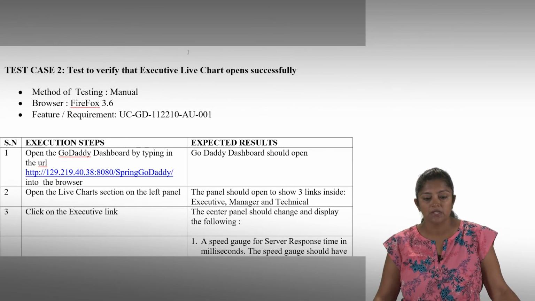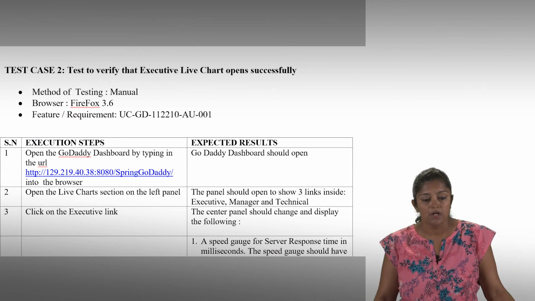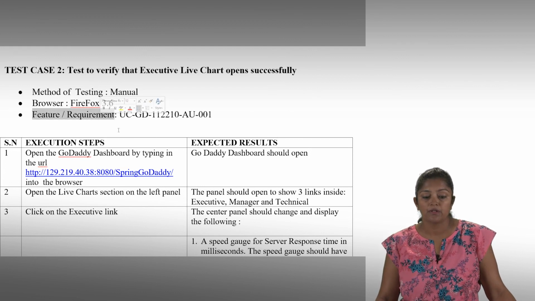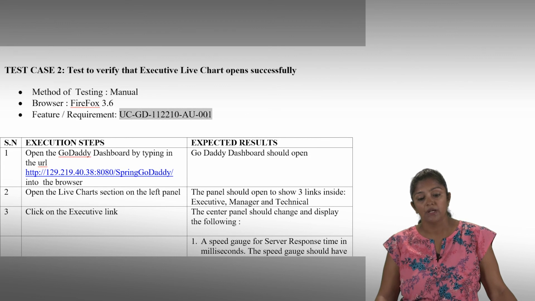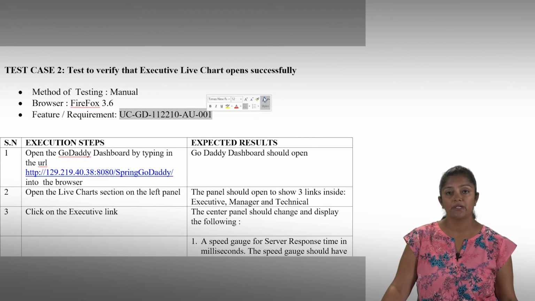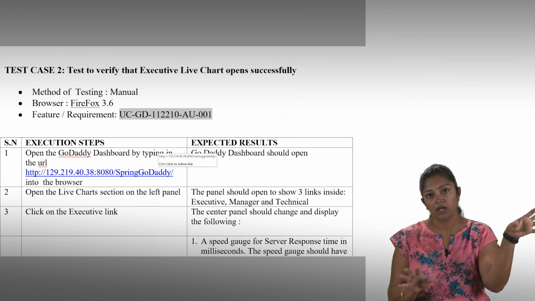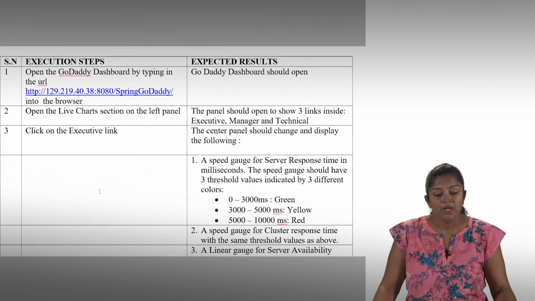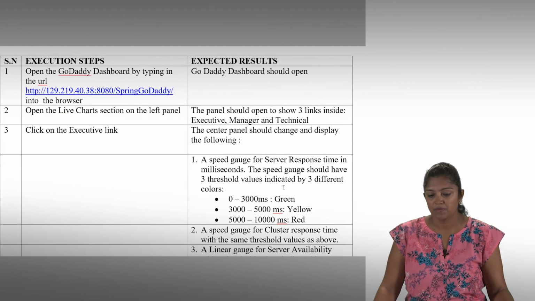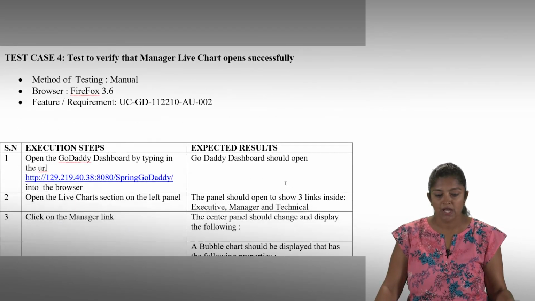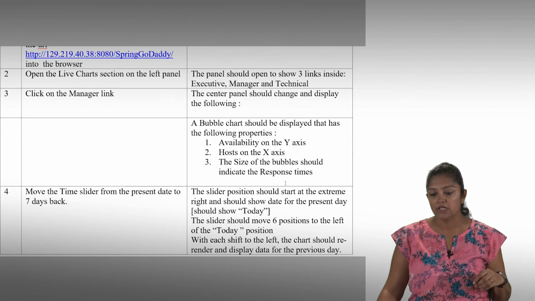So here's a second test that verifies if the executive live chart opens successfully in a browser. So this testing is being done in a browser manually. And then you can also point to the feature or the requirement from the requirements document. Each feature or each requirement would be identified with a number or an ID. So you can point to that requirement saying that this test case is taking care of this specific requirement. So again, you see the different execution steps and the expected results from it. So that's to show you an example of a test case document.